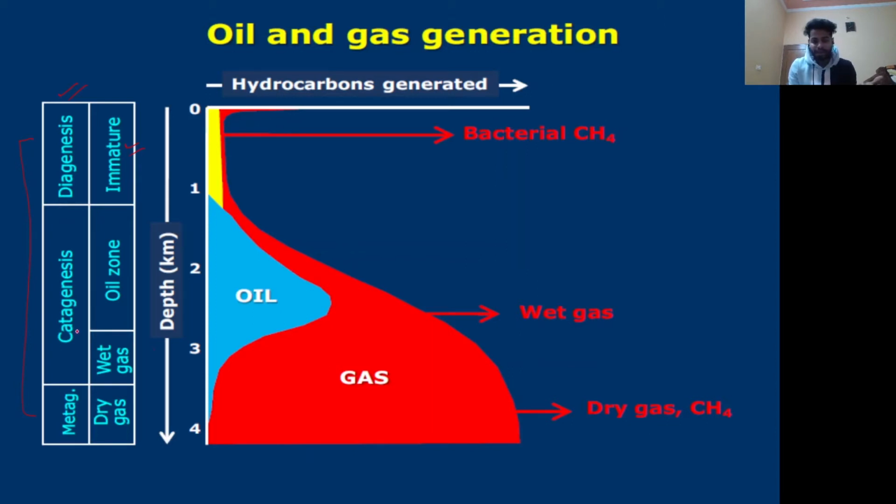Then, as temperature increases and as the organic matter gets more buried down, catagenesis takes place. During this particular phase, our oil and wet gas are primarily generated, and this is what we term as the oil window. Okay. And finally, as more pressure and temperature is increased, metagenesis takes place and only dry gas is left out.